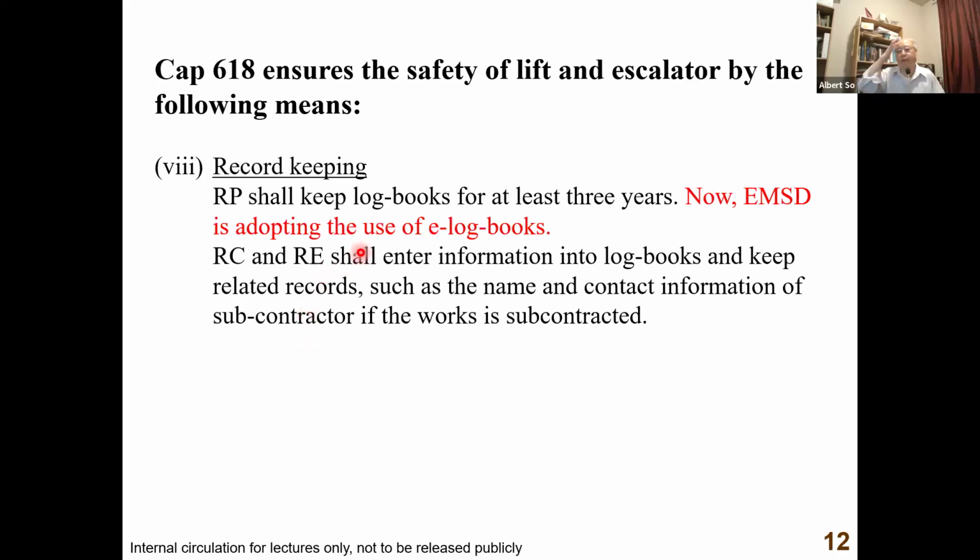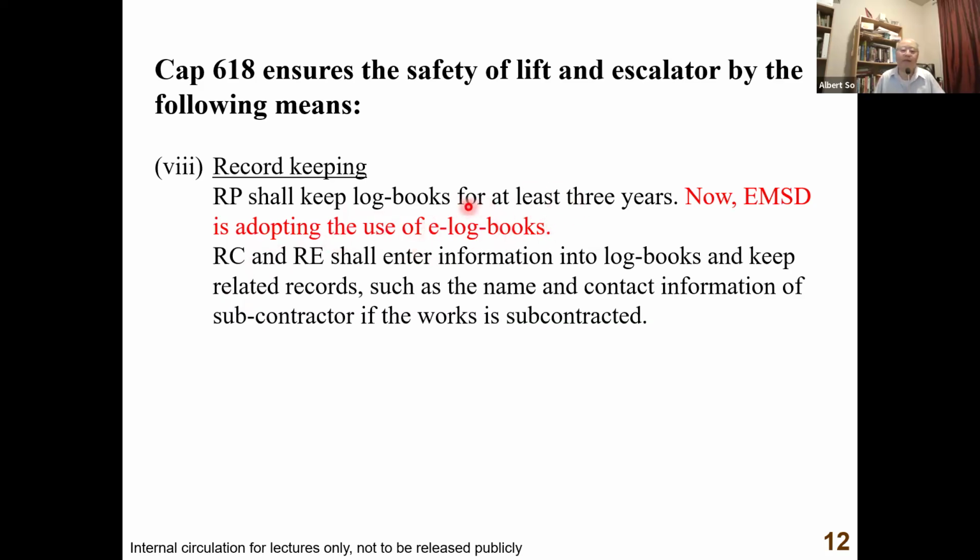Now, there's a logbook. In the past, a logbook was kept inside the machine room of the lift or escalator. Every time a registered worker or registered engineer attended the site and carried out maintenance or examination or testing or whatever, they needed to fill in the logbook. So it was a hard copy in the past. And now EMSD is adopting the use of an electronic, digital logbook, the e-logbook.